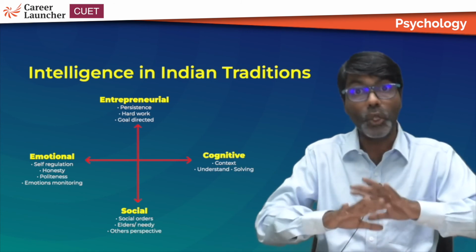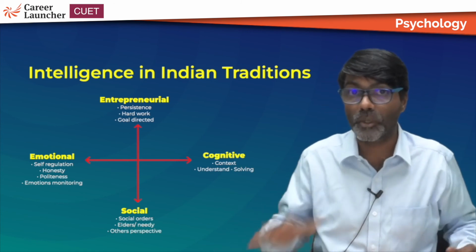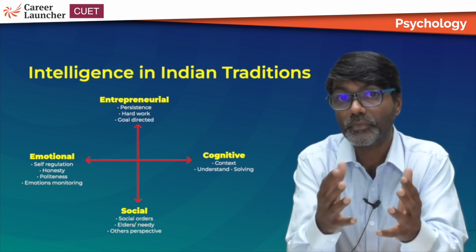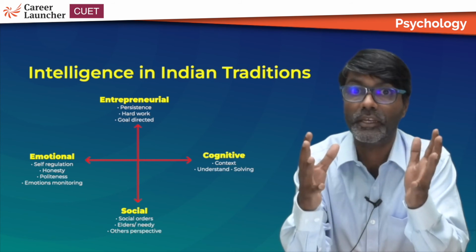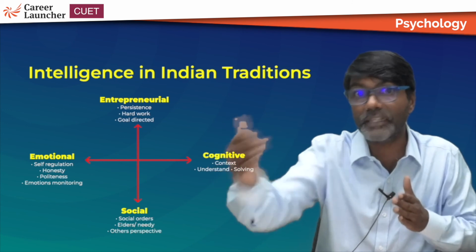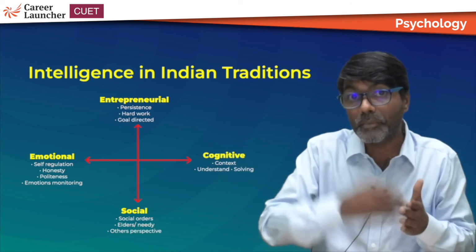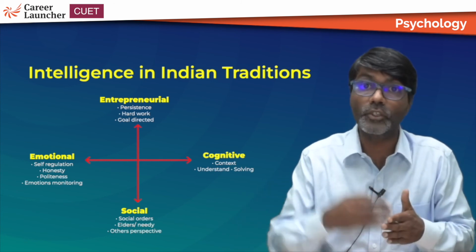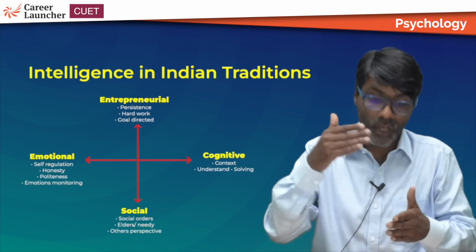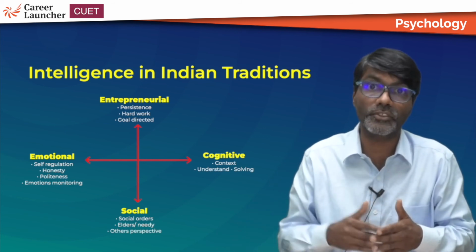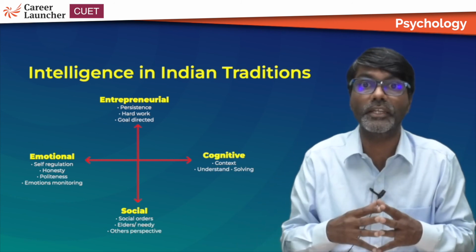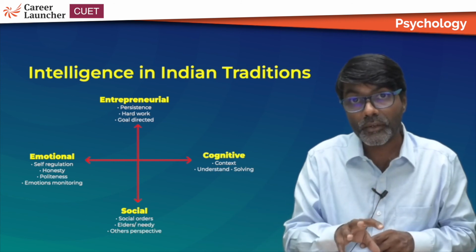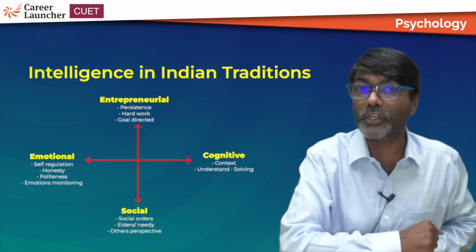Lastly, which no theory ever has talked about, but the Indian system talks about it, is called entrepreneurial intelligence. Which means कर्म की बात जो होती है ना, वो है. Is the person goal directed? Does he know his duty? Dharma is duty. Is he motivated enough to work towards it? So perseverance is part of entrepreneurial intelligence. Hard work is a part of entrepreneurial intelligence. Goal clarity is a part of entrepreneurial intelligence. These 4: cognitive, social, emotional and entrepreneurial.